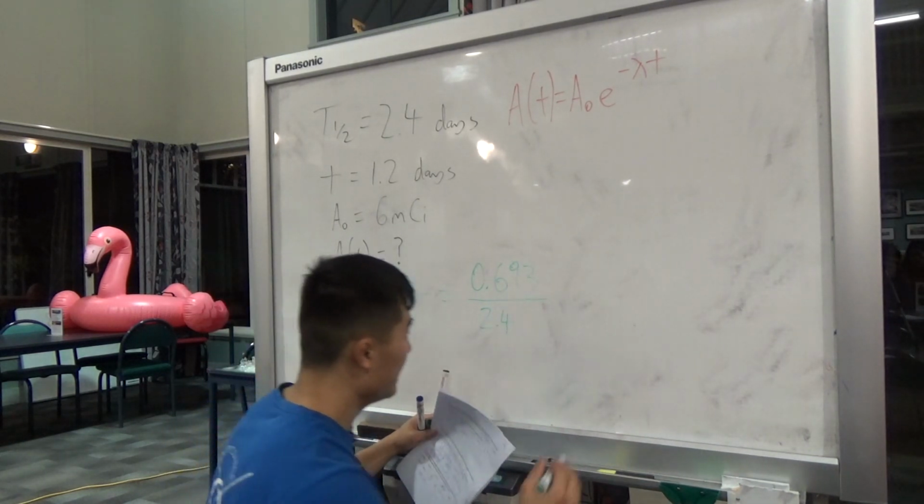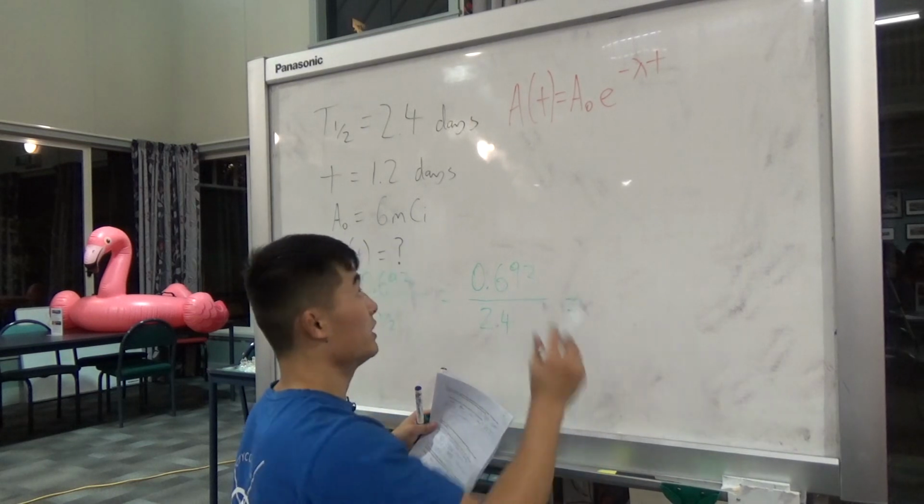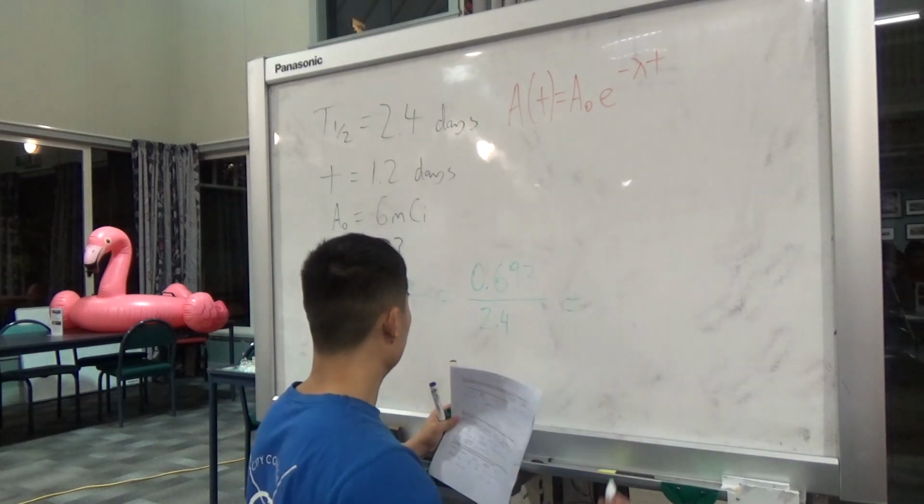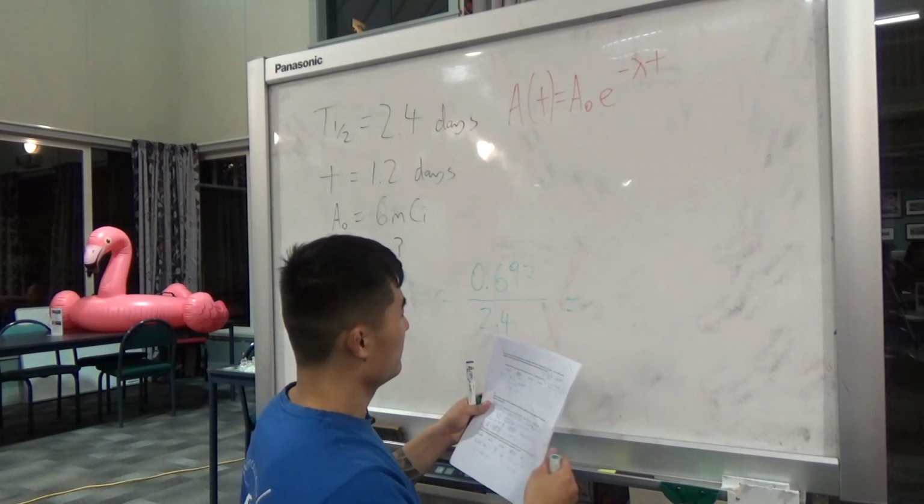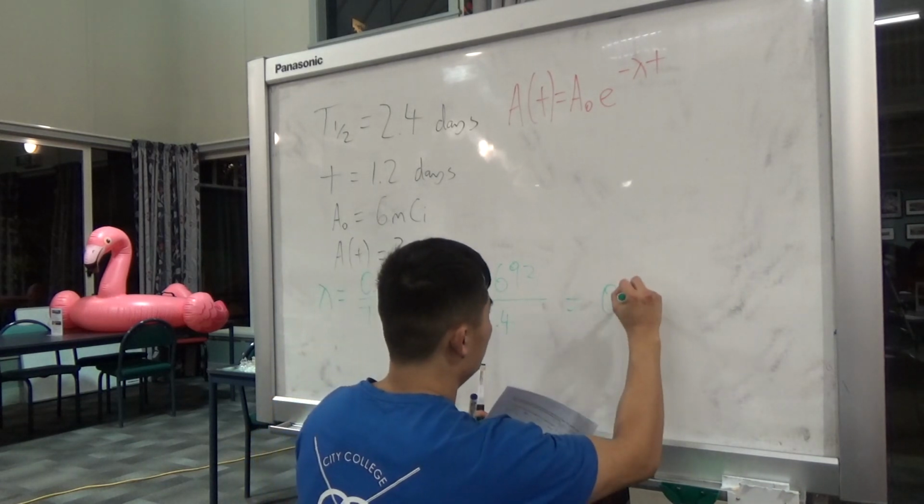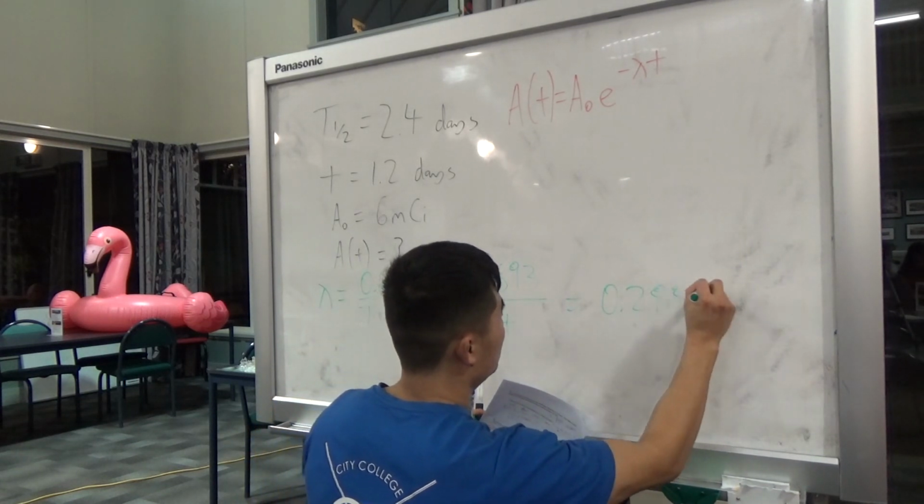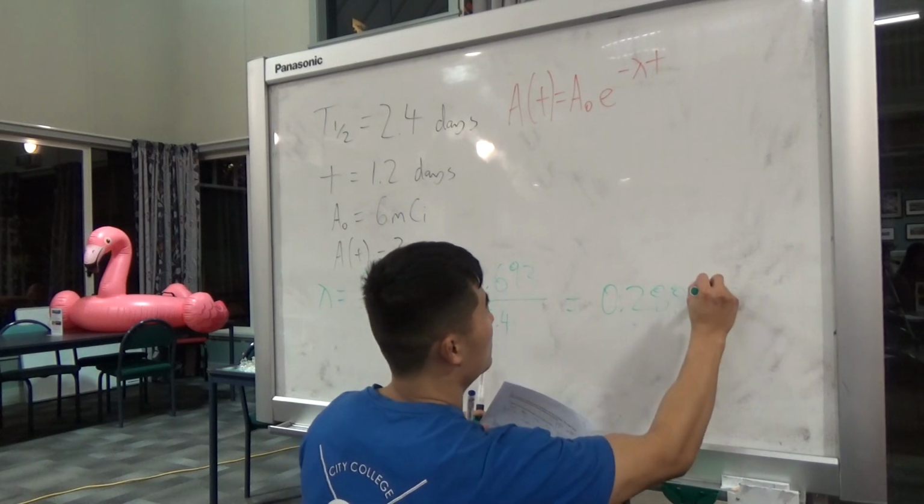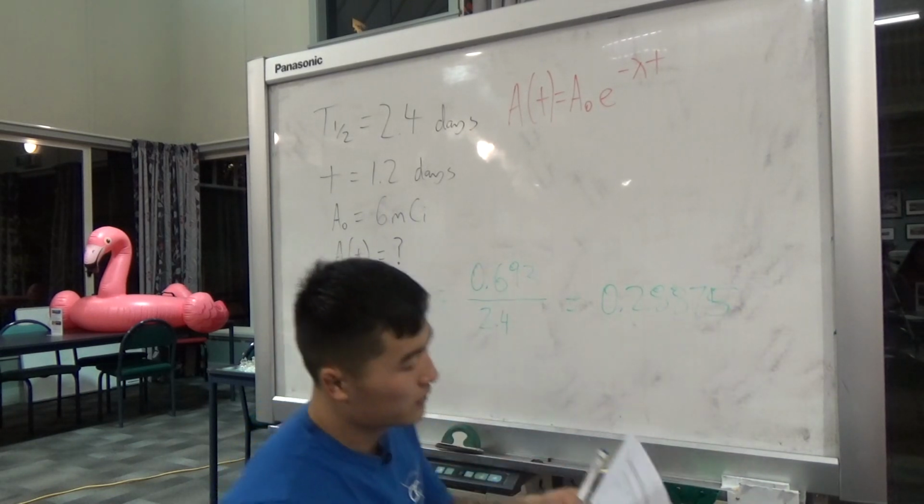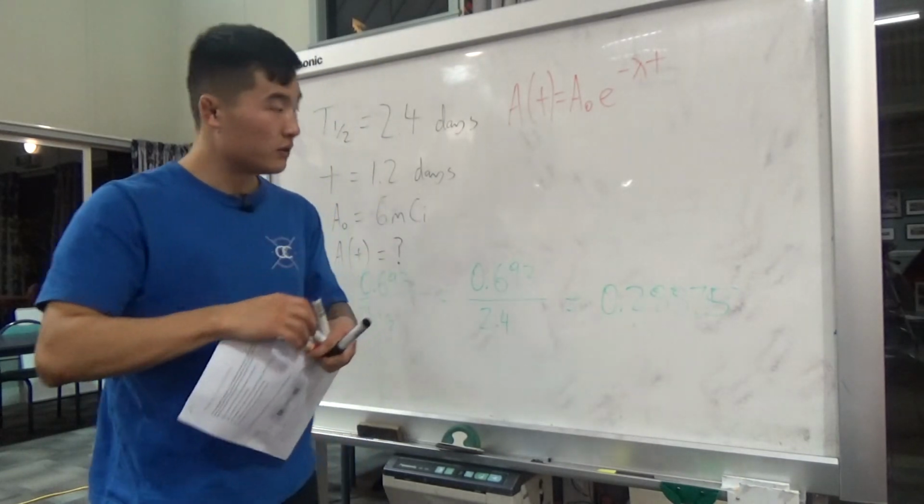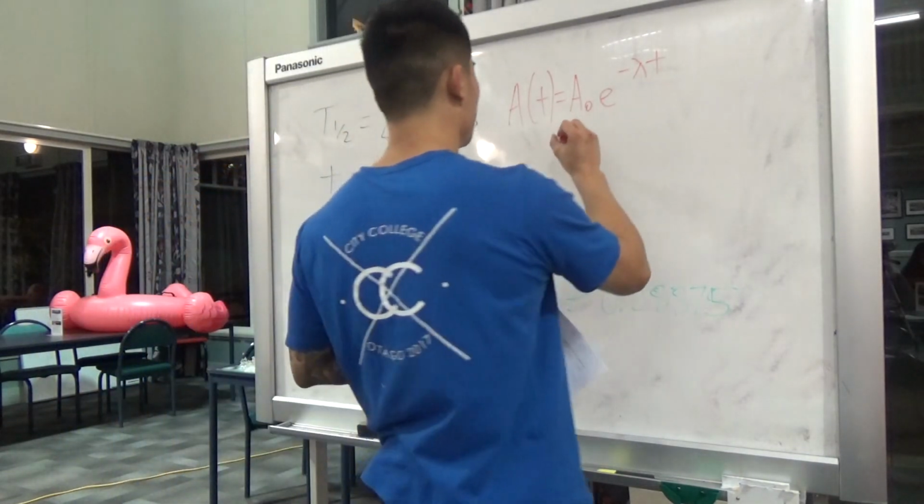We can leave this as days because when we put in the time, we're also going to put in time in days. So that's going to be 0.28875. So we've got the decay constant.